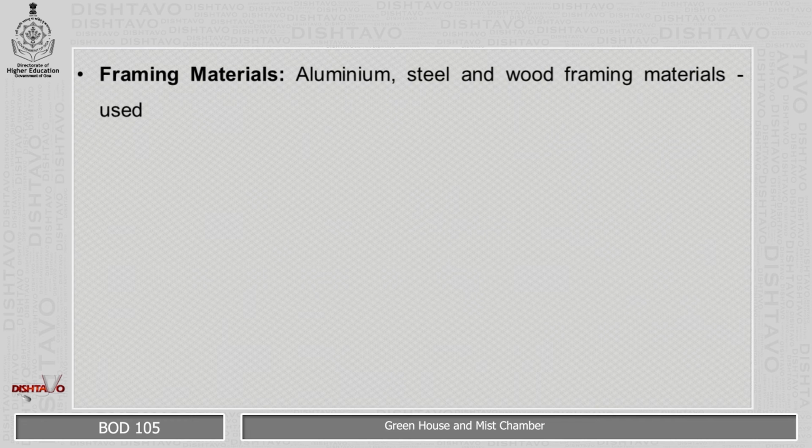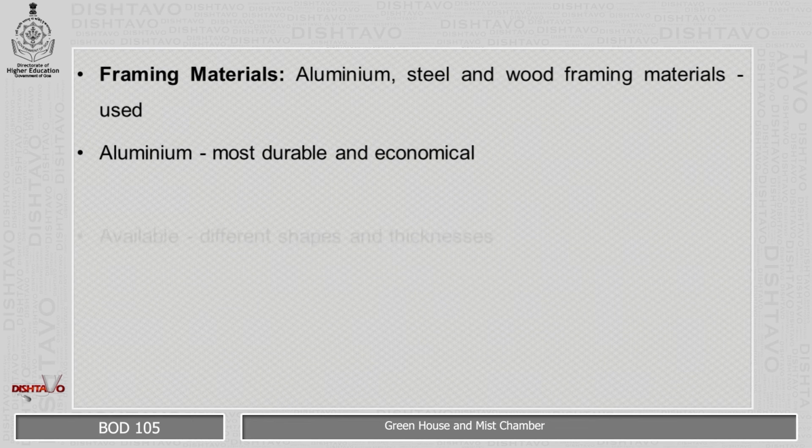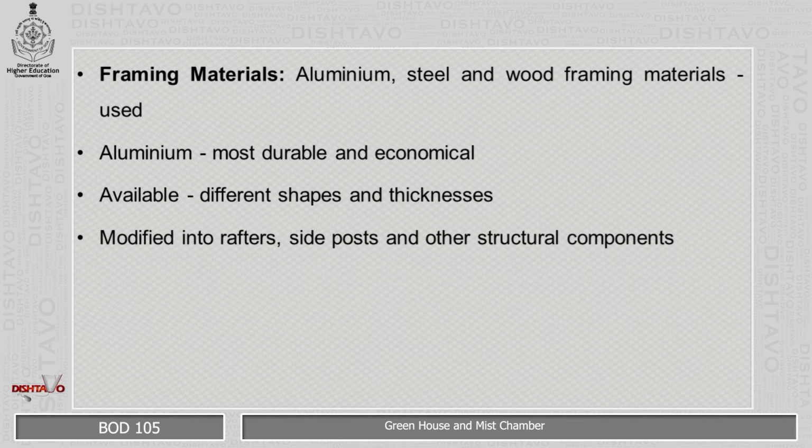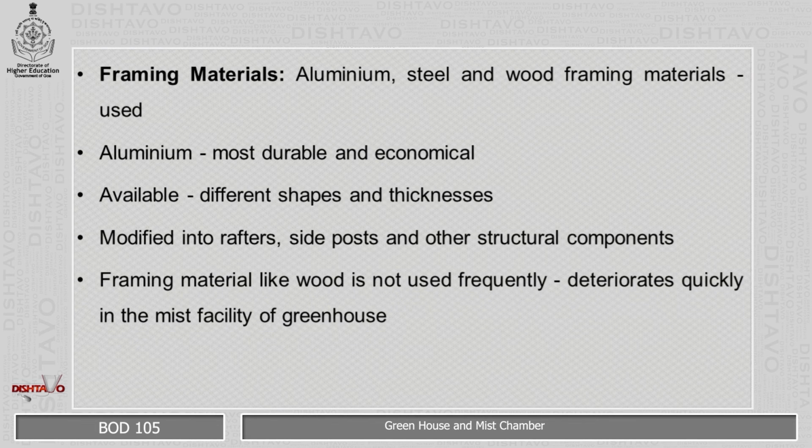Framing material consists of aluminium, steel and wood. Aluminium is the most durable and economical. These framing materials are available in different shapes and thicknesses and they can be modified into rafters, side posts and other structural components. Framing material like wood is not used frequently because it deteriorates quickly in the mist facility of greenhouse.